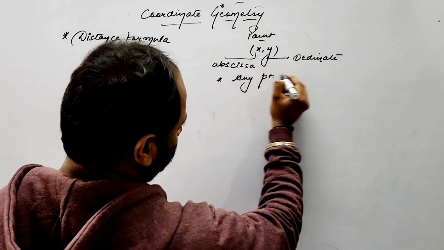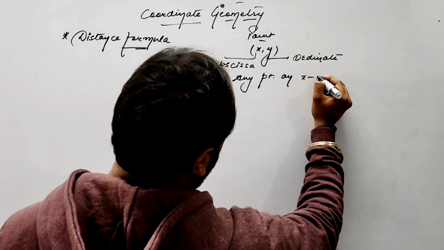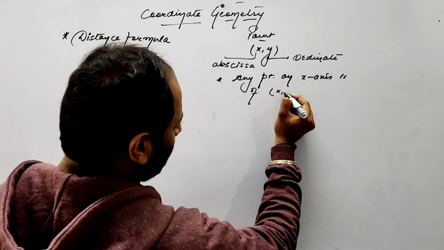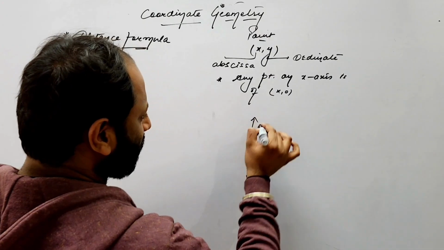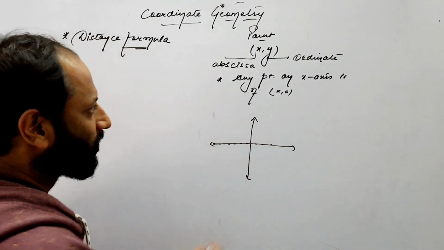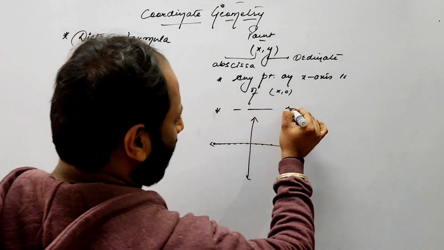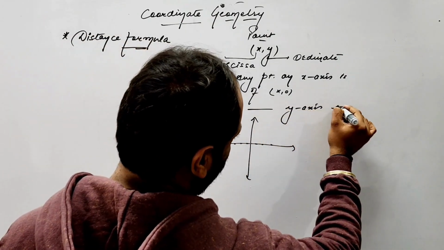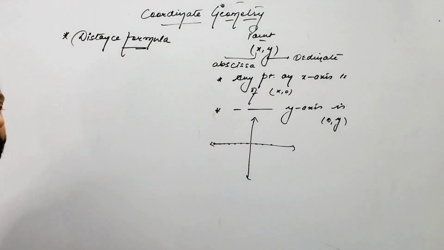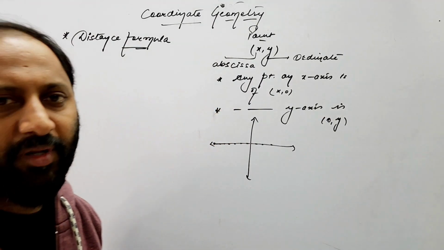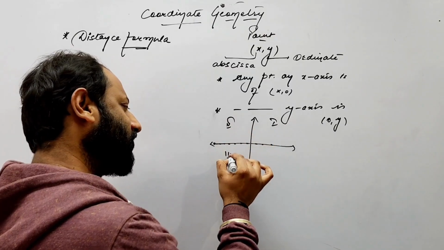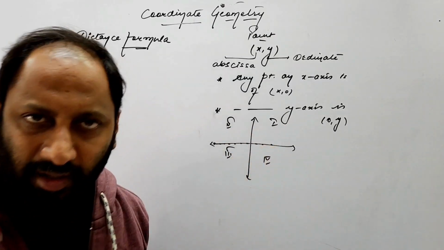Any point on the x-axis is of the form (x, 0) because on the x-axis we don't have any y. Same, any point on the y-axis is (0, y). We must know this basic concept about the coordinate axis. And obviously there are 4 quadrants, 1, 2, 3, 4. You have already done this in 9th class.